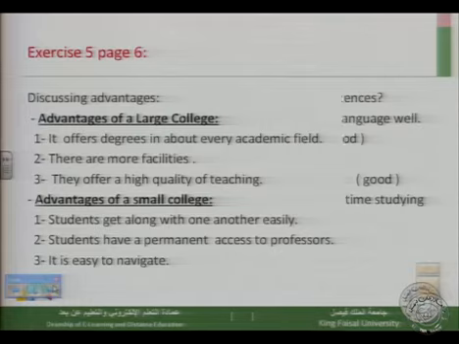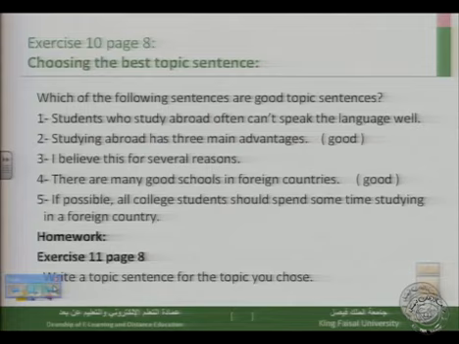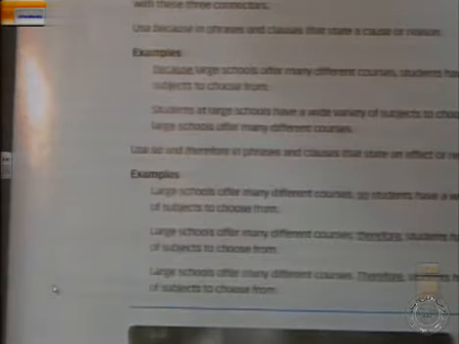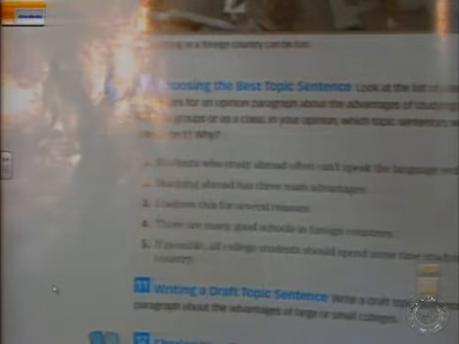Good. We move now to the next slide. The next slide is exercise 10, page 8. If you open your book on page 8, you will find this exercise, which is choosing the best topic sentence. In this exercise, we will have 5 topic sentences, and we are going to see which one can be a good topic sentence for us.